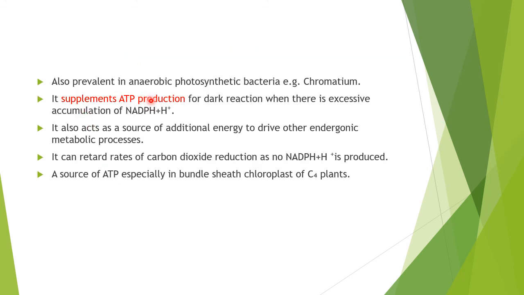Also, it is prevalent in anaerobic photosynthetic bacteria, Chromatium, and it supplements ATP production for the dark reaction where there is an excessive accumulation of NADPH plus H positive. It also acts as a source of additional energy to drive other endergonic metabolic processes. It can retard rates of carbon dioxide reduction as no NADPH is produced. A source of ATP, especially in bundle sheath cell chloroplasts of C4 plants. It is the significance of cyclic photophosphorylation as it is also taking place in several plants under certain conditions.